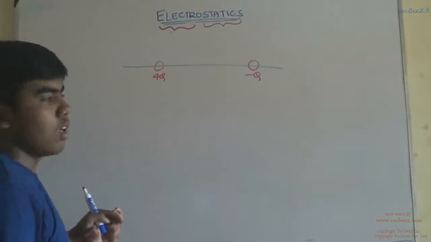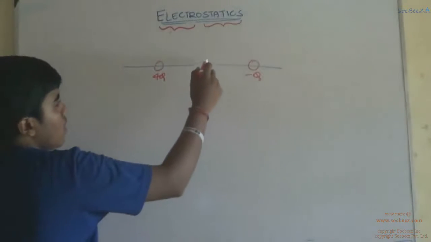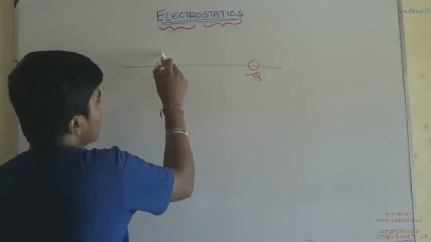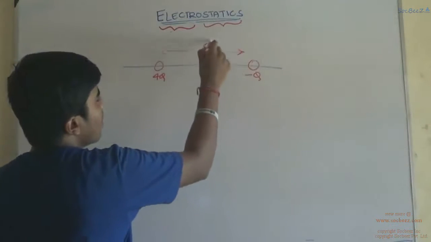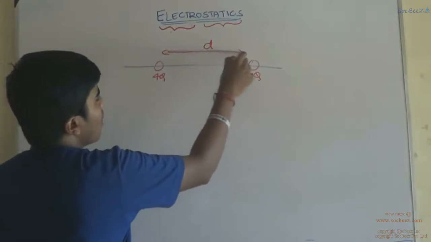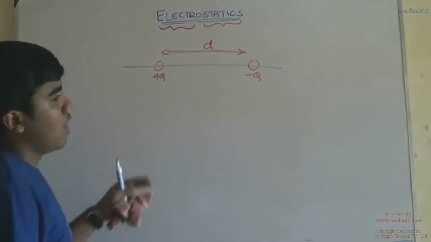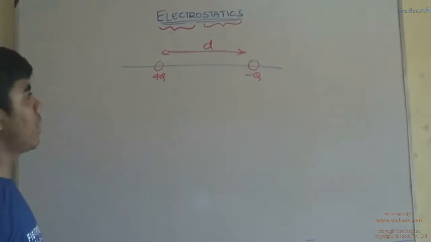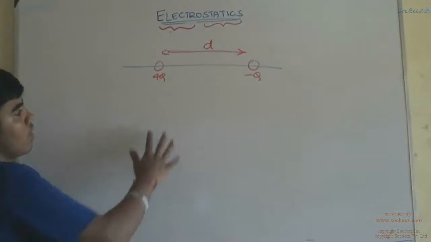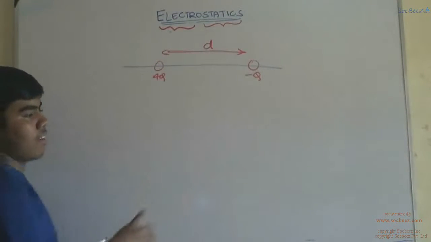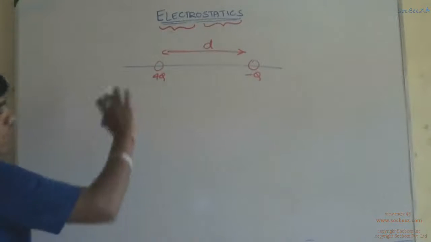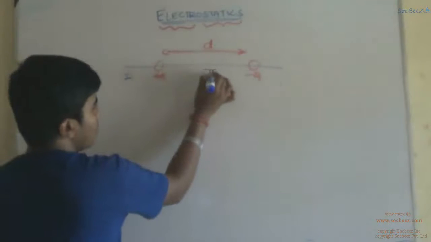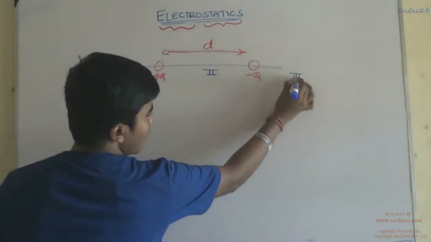And the distance here is d. At what distance should we keep a charge so that the entire system is in equilibrium? Now let us analyze this question in terms of regions. Let this be region 1, let this be region 2, let this be region 3.